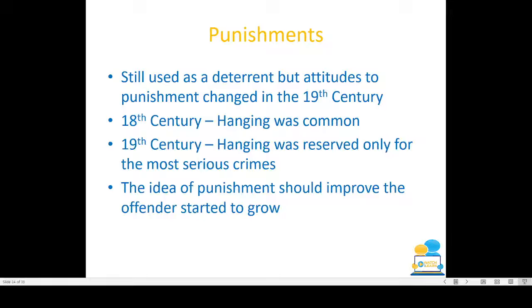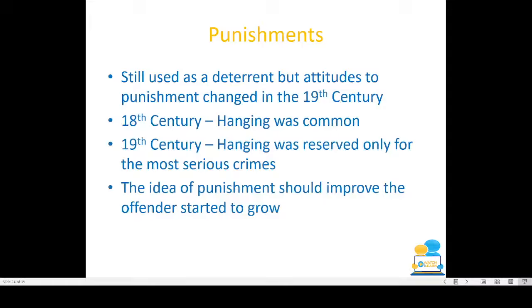So we can see a change here already, even in just this particular topic alone, okay? So in industrial Britain, as things start to improve economically, people start questioning what's going on and how society is. Hanging then becomes less common, and it's only reserved for serious crimes. So the idea of punishment actually changes at this time.